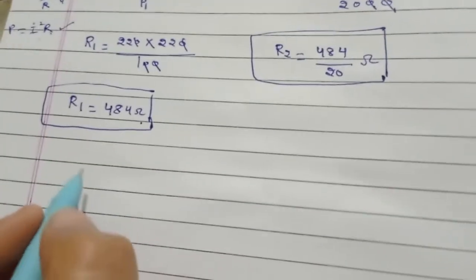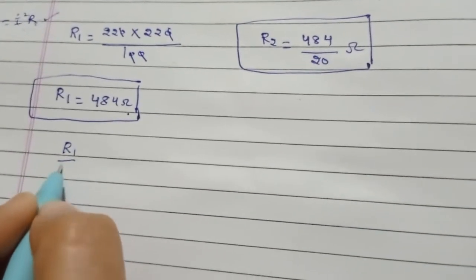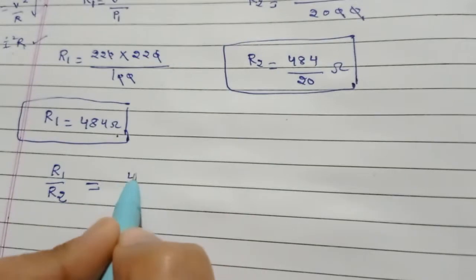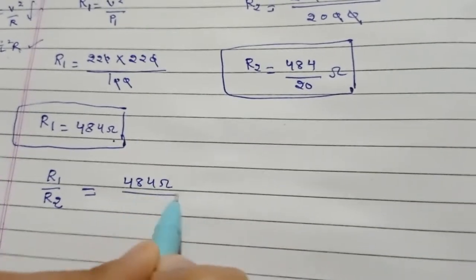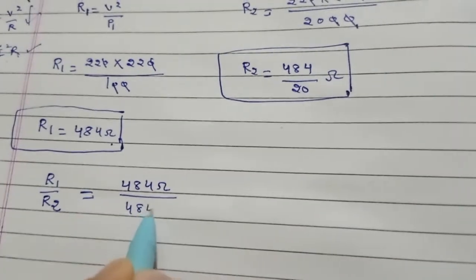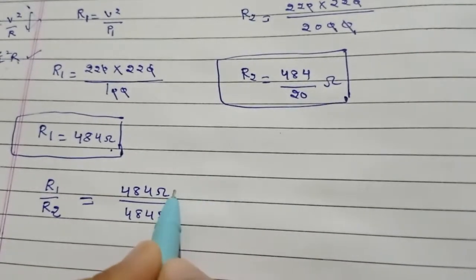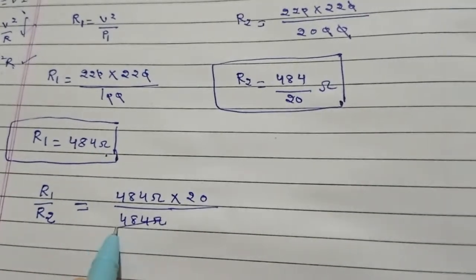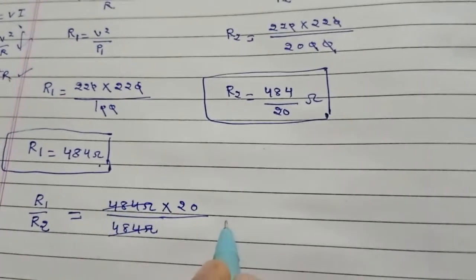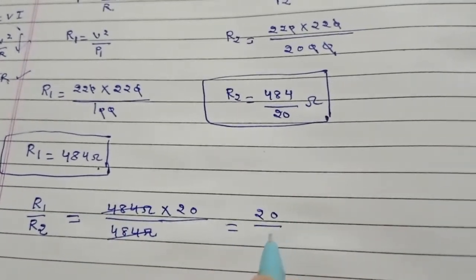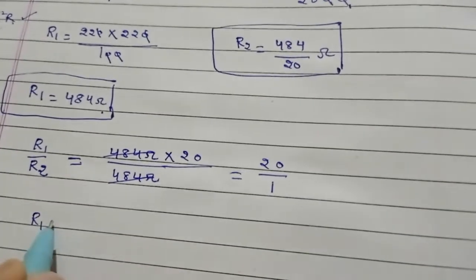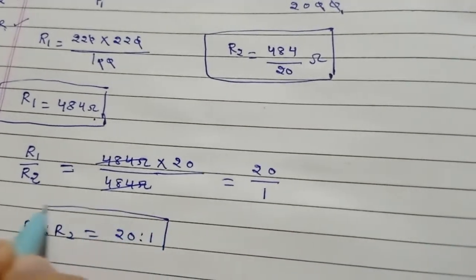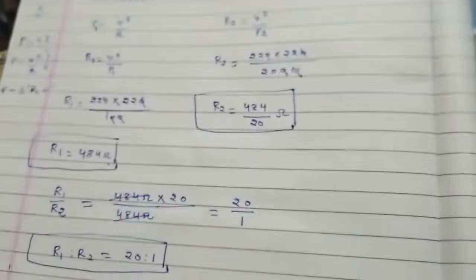Now we will calculate the ratio. Ratio means R1 over R2 equal to, what is the value of R1? 484 ohm. What is the value of R2? 484 ohm divided by 20. So 20 will be here. Cancel 484 ohm with 484 ohm. What you will get? You will get 20 over 1. Means to say that ratio will be equal to 20 ratio 1. Okay students, it is the answer of first part.